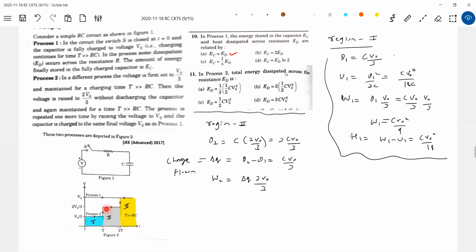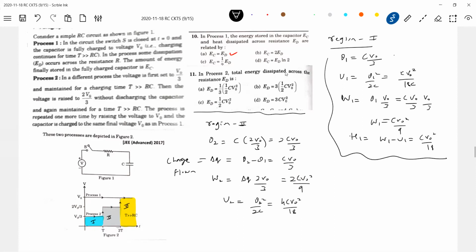So definitely the cell now will push a charge. It does work. So we know, what is the work done by the cell? 2C V naught square by 9. Energy stored in the capacitor. Finally, what is the charge in the capacitor? 2C V naught by 3. So energy stored in the capacitor should be Q2 square by 2C. So 4C V naught square by 18.